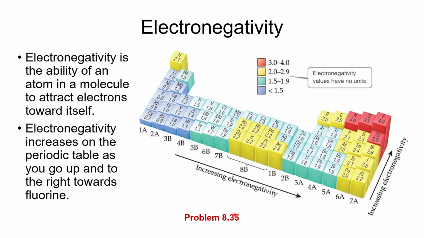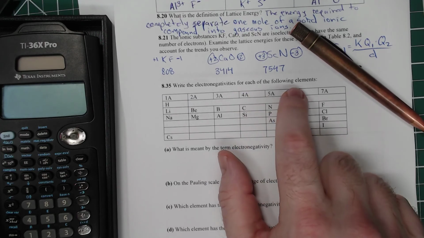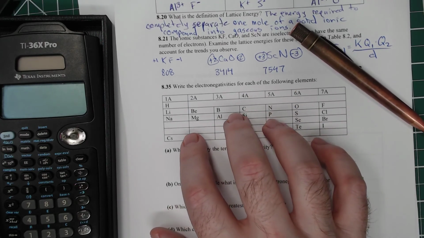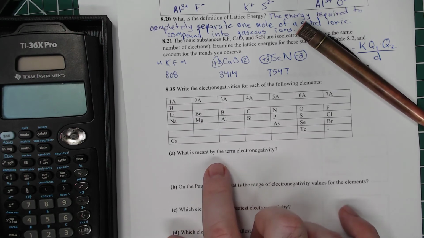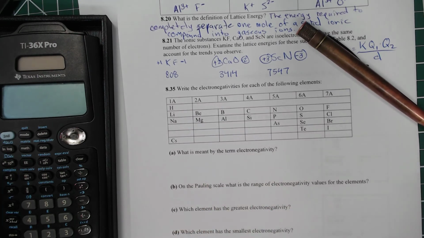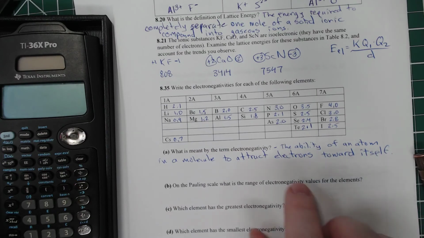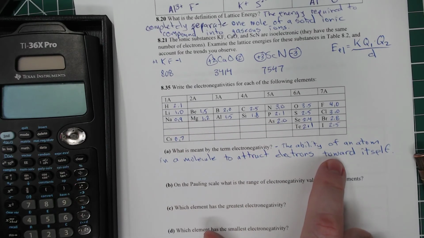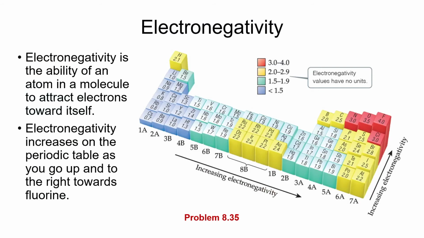All right, so number 35 here is write the electronegativities for each of the following elements. So I'm going to go back to that table and write these numbers in. And then what is meant by the term electronegativity? Well, I'm going to go back to that previous page and write that definition. So we're going to go back over there. I'm going to pause the video and then write those things down, and then I'll unpause the video. All right, so I've written all those numbers and I've written the definition here. And so hopefully you have done that. If you've not, then pause your video right now and write those things down.